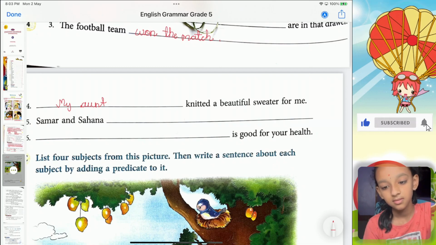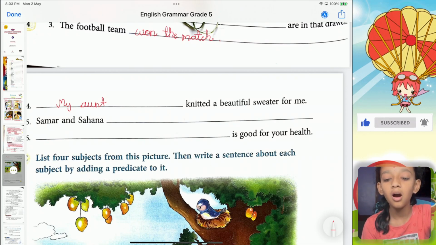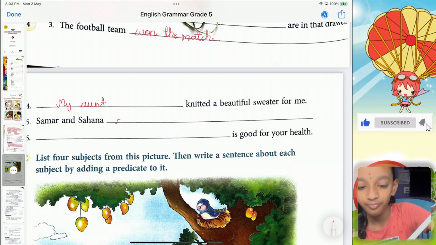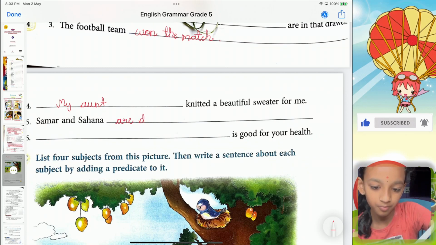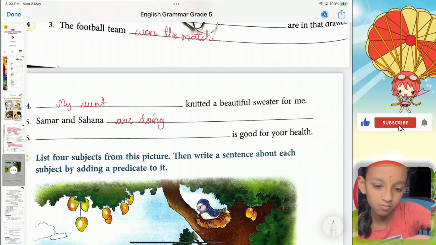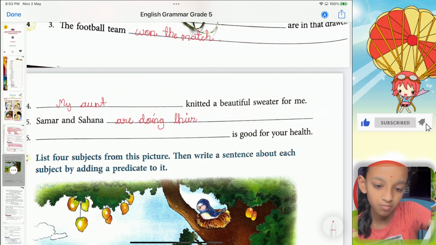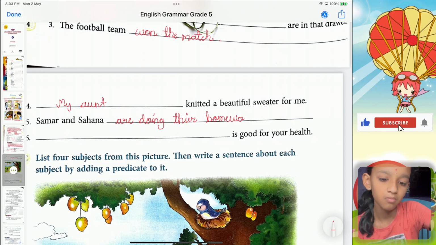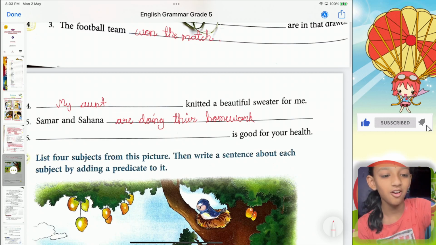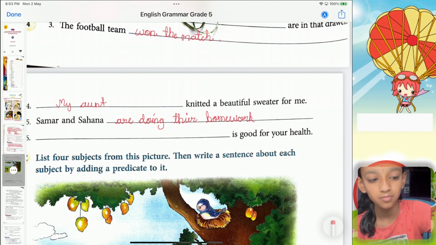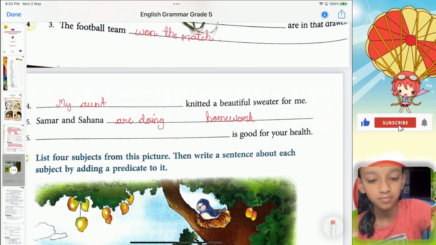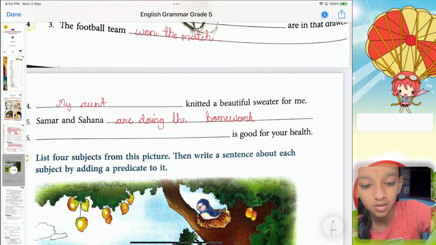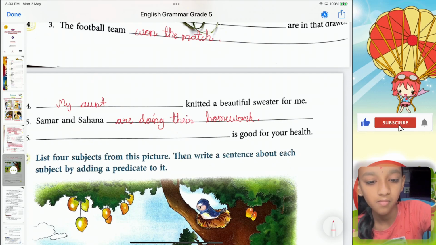Next one, Sumer and Sahana. They are the subject. Are doing their homework. Yep, you can write that. Are doing their homework is the predicate. I think the spelling there is wrong. It's their. You have to put a full stop after the word homework.